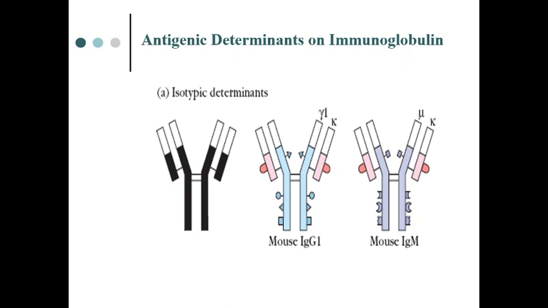So this is how, using the antibody molecule and triggering antibody production against it, one can find out how they differ from one another and why they are classified into different classes. So isotypic determinants are responsible for the classification of the antibodies into 5 different classes.